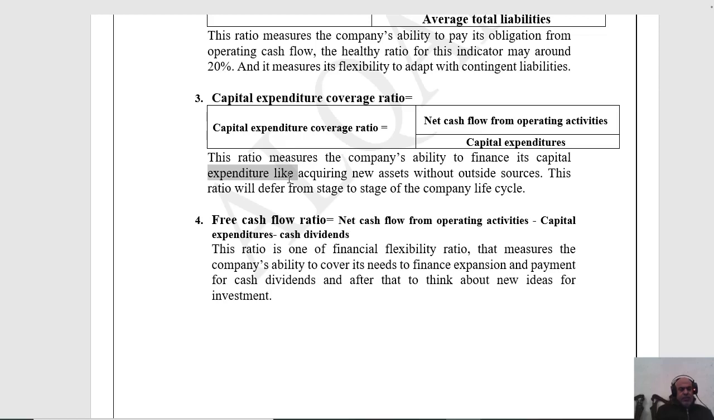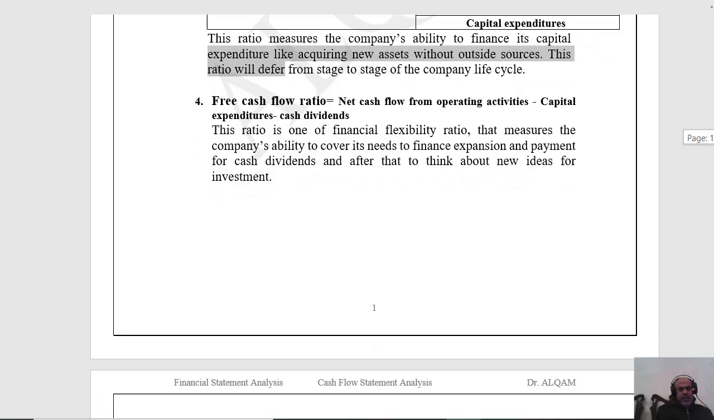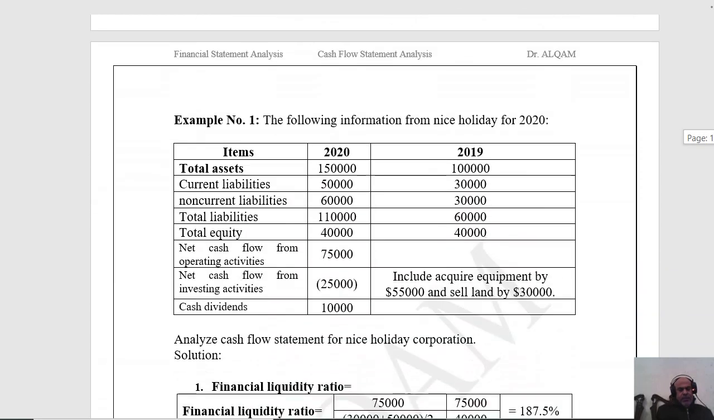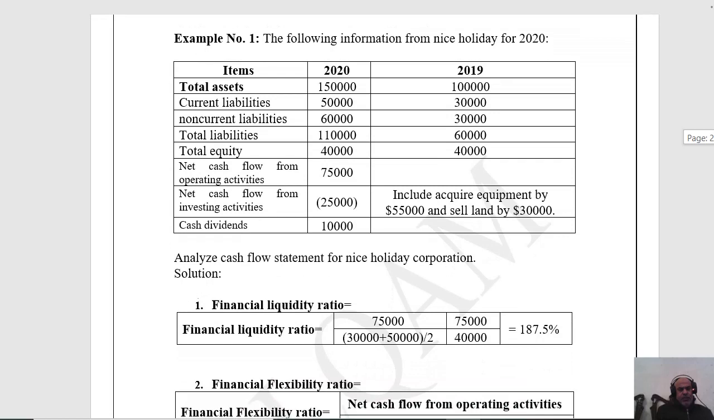The fourth ratio is the free cash flow ratio, which equals net cash flow from operating activities minus capital expenditures and minus cash dividends. Okay, now we can apply these ratios in the following example.